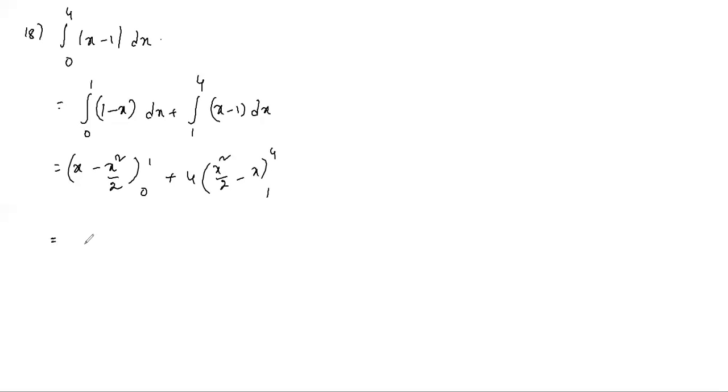So this is 1 minus 1 by 2, which is 1 by 2, plus, at the upper limit 4, 16 by 2 is 8 minus 4, which is 4. Then minus the lower boundary: 1 by 2 minus 1, minus, that is minus 1 by 2, so plus 1 by 2. So it equals 4 plus 1 by 2 plus 1 by 2. So the answer is 5.